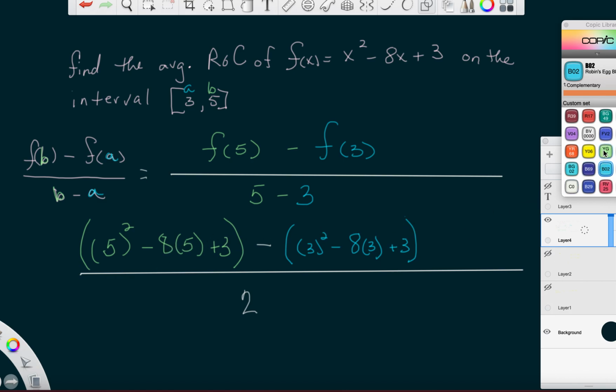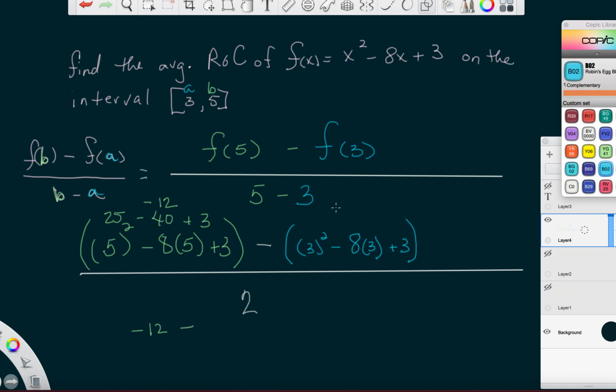All right, well, let's do this math. I'll write it right above it. 5 squared is 25. Minus 8 times 5, which is 40, plus 3. All right, well, 25 minus 40 is negative 15. Negative 15 plus 3 is negative 12. Did I get that right? 25 minus 40, that's negative 15. Plus 3 is negative 12. So I have negative 12. We're going to subtract from that.